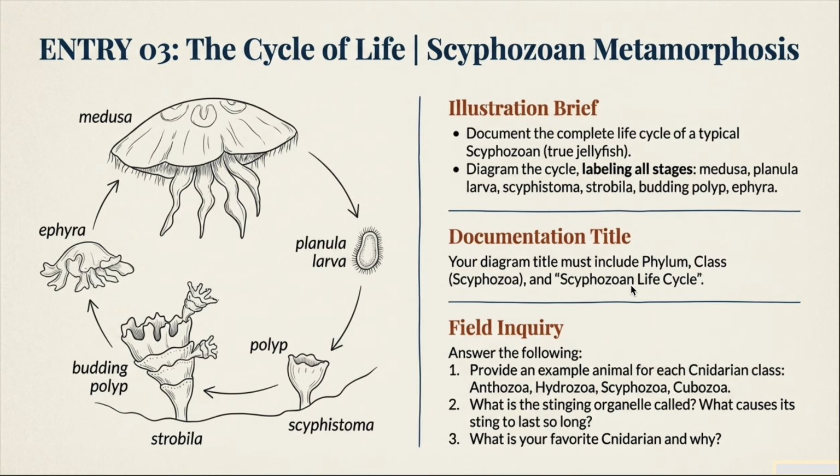So you draw that image on the right, diagram the cycle. You want to label all of those stages that you see there. And then your title card has to include the phylum, which is Cnidaria, your class, which is Scyphozoa, and then below that, scyphozoan life cycle. And then below this entry, you're going to answer these questions here, right? The field inquiry questions.